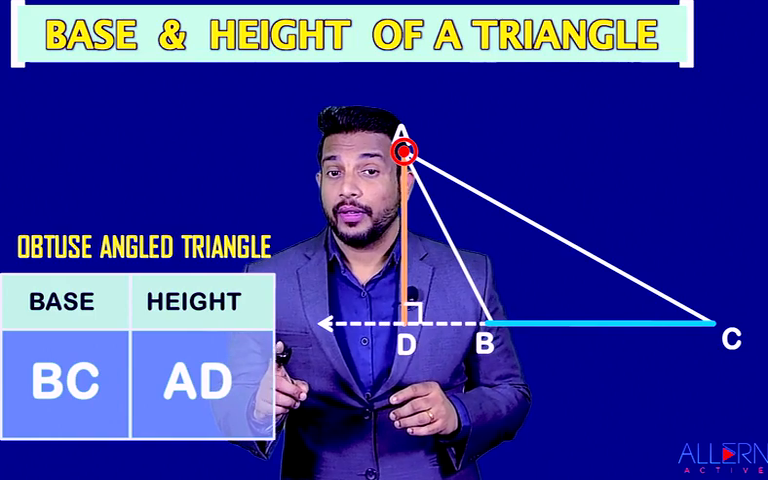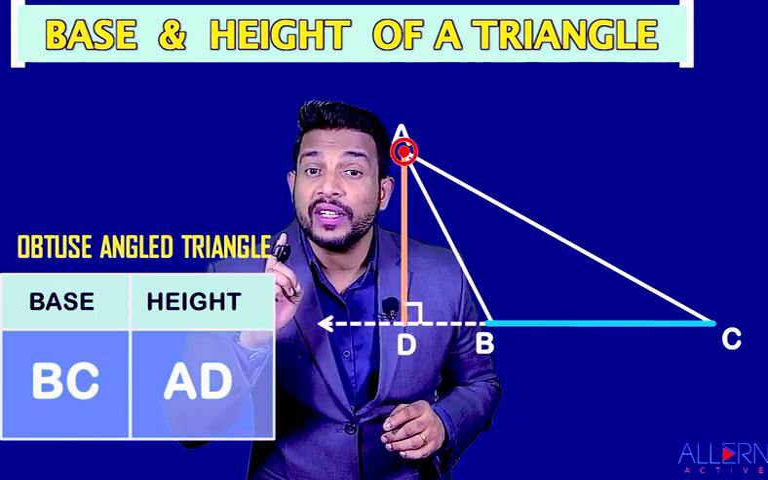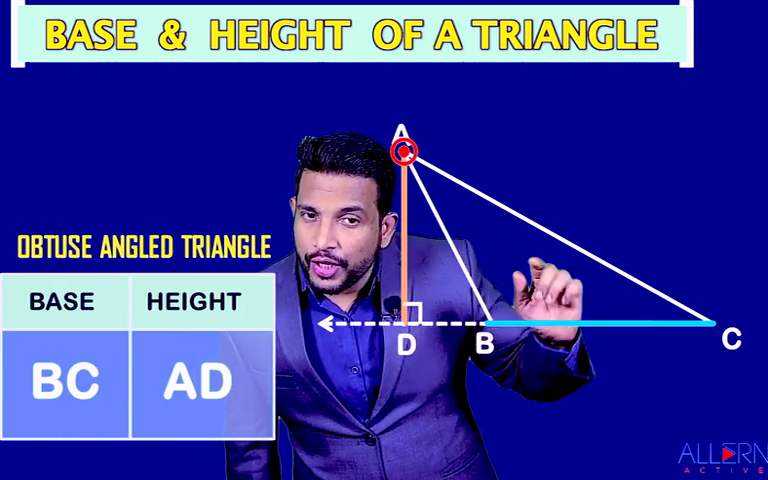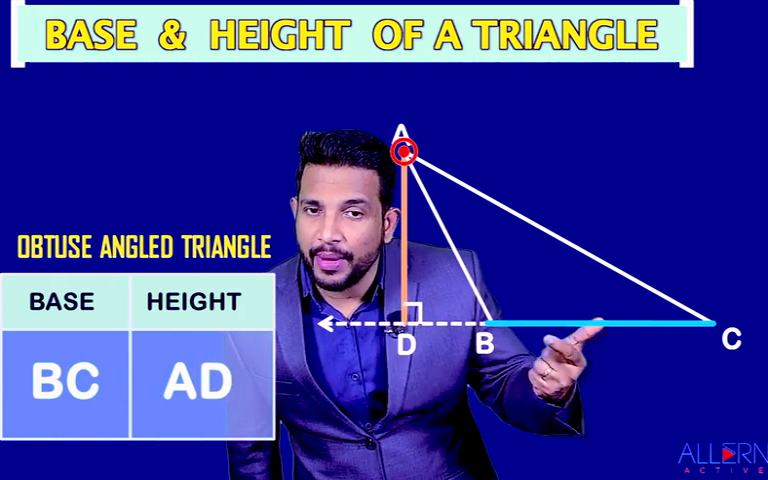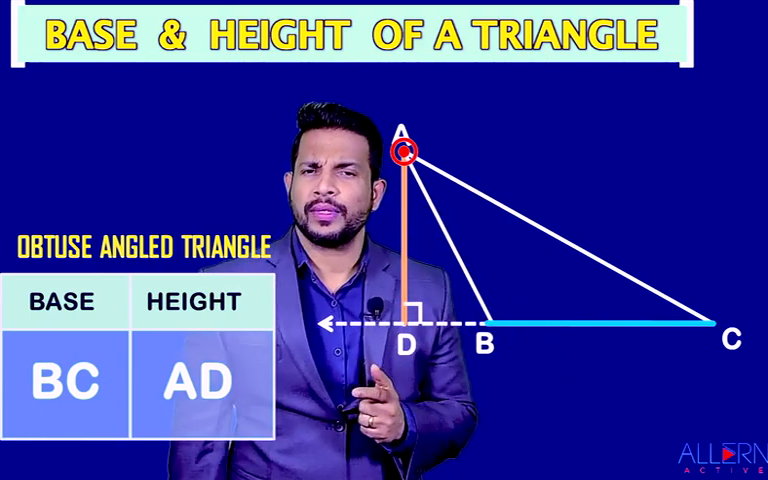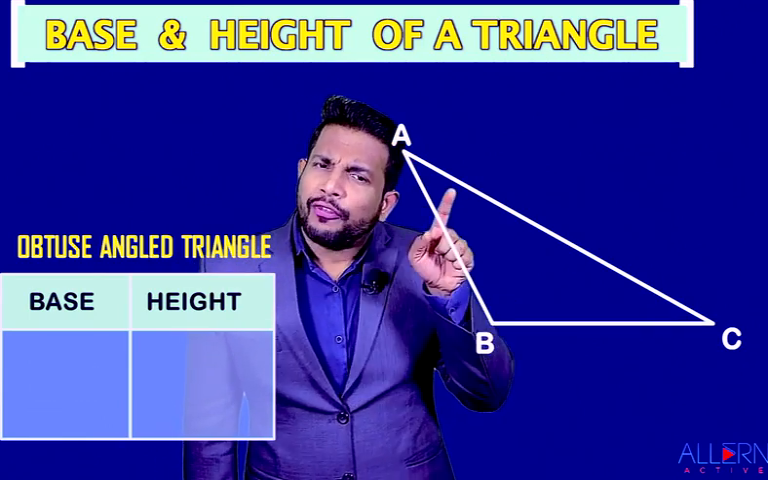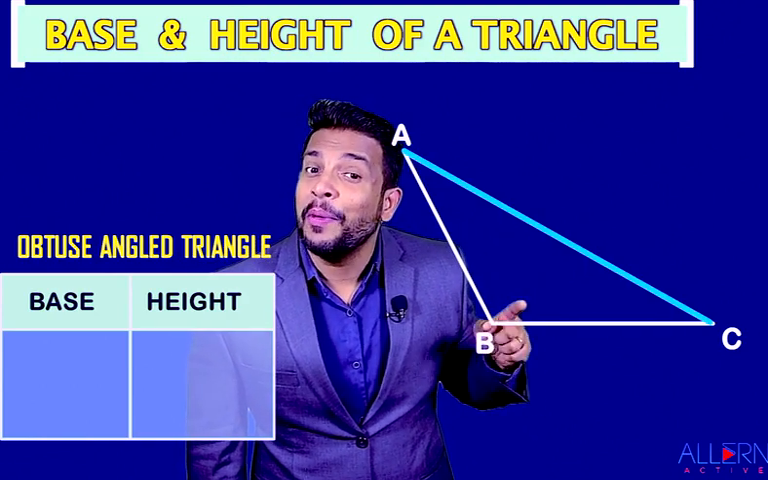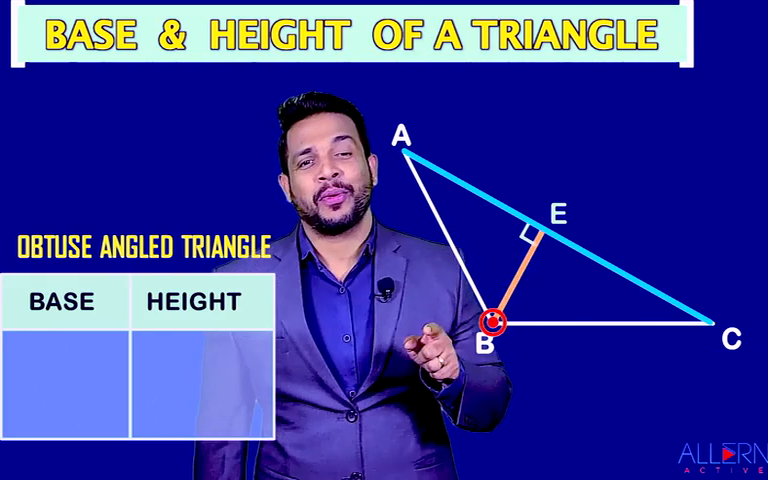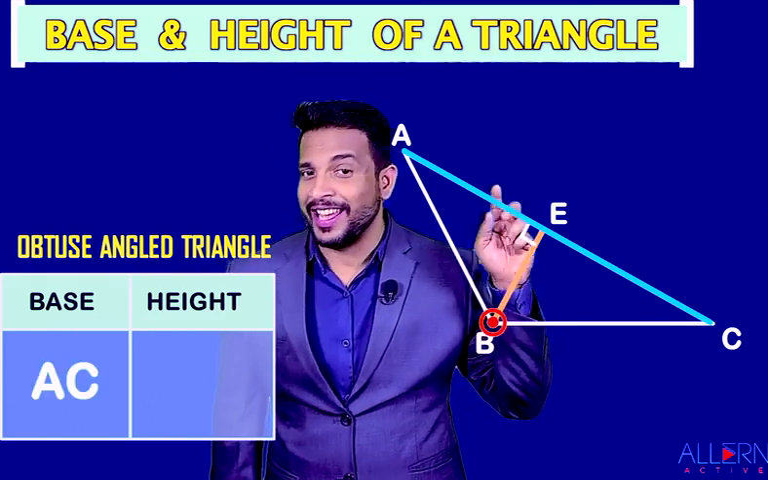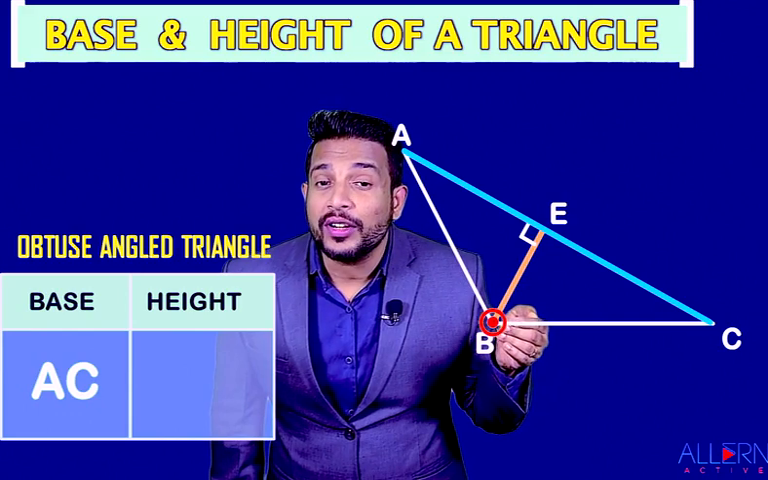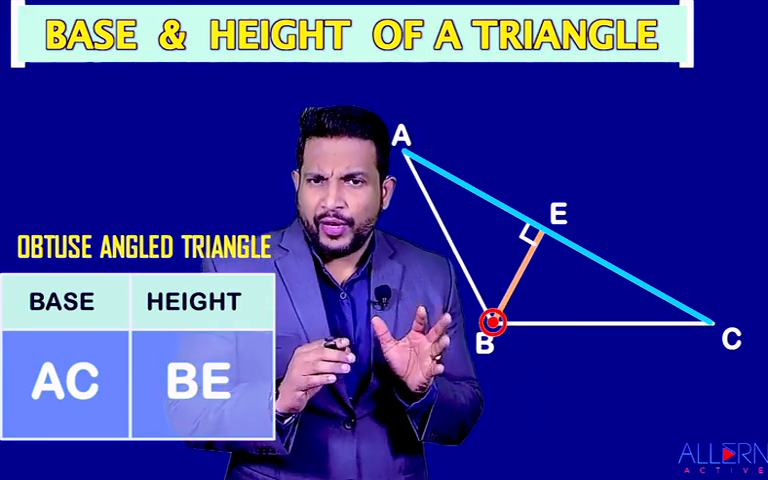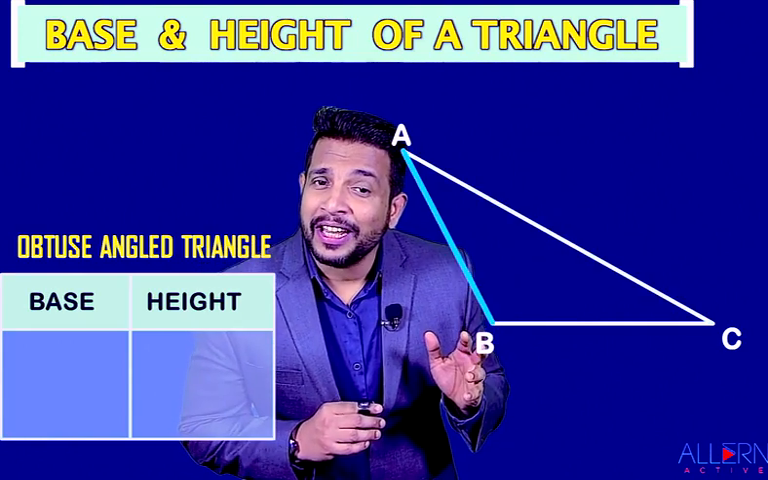Remember, as I said, the base is always a side of the triangle. Since we are considering triangle ABC, BC, which is a side, is the base and AD is the height. Was that easy? In the same way, if I consider AC as the base, the height will be drawn from B. From B I drop the height. So what's the base? AC is the base. And what's the height? BE. We got one more side which we can consider as the base. What is that? It is nothing but AB.